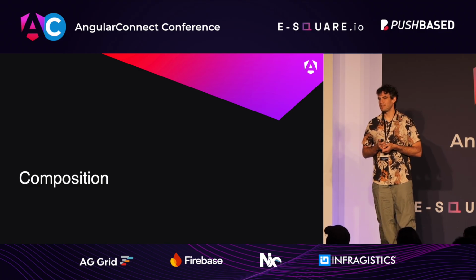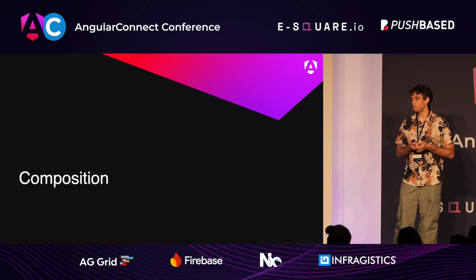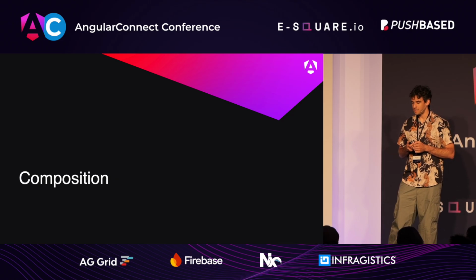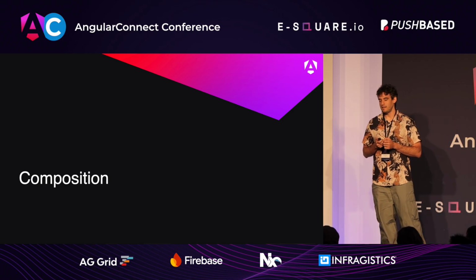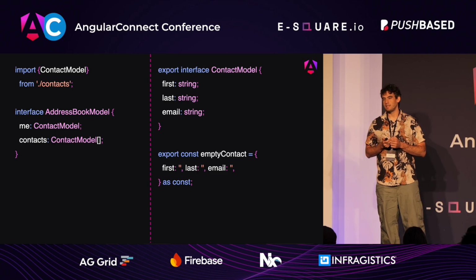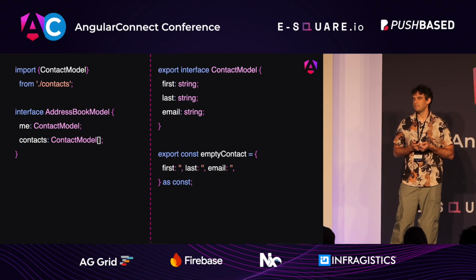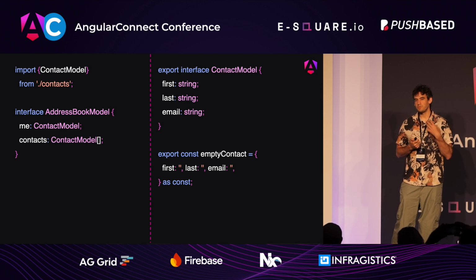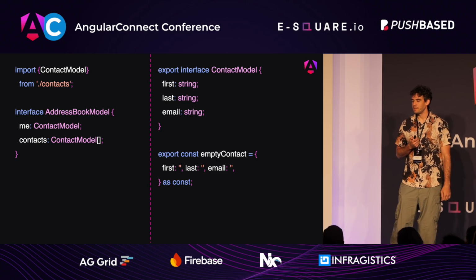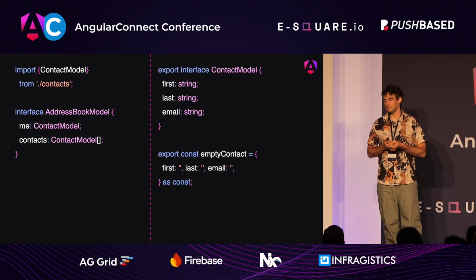And so another thing I mentioned earlier is wanting a good composition story and being able to break your forms down into smaller pieces and use those to build a bigger form. So how can we do this in signal forms? Well, let's use an address book form as our example. We'll say that we want to take in my own contact information, as well as a list of friends or something that I want to put their contact information in.